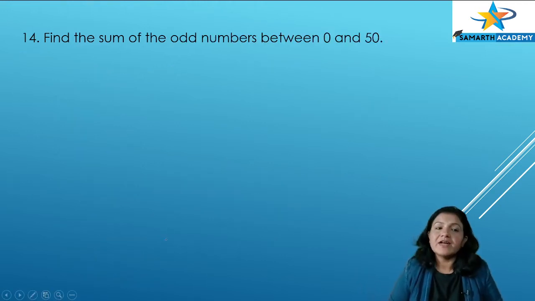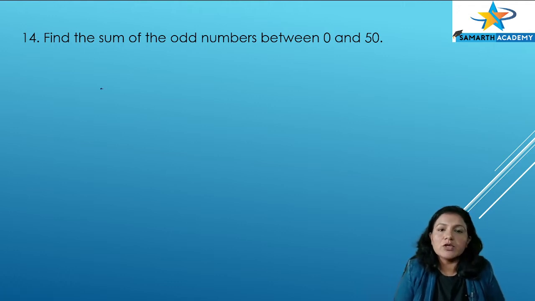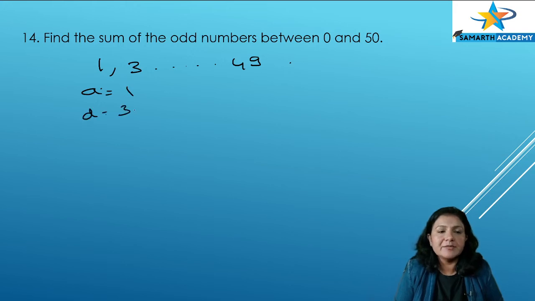Question 14 says find the sum of the odd numbers between 0 and 50. So what are the odd numbers between 0 and 50? It starts with 1, 3 and so on. The last number will be 49. Here a, the first term, is 1. The common difference is 3 minus 1, that is 2. And the last term is 49, so an is equal to 49. We don't know the n, so first let us find what is n.